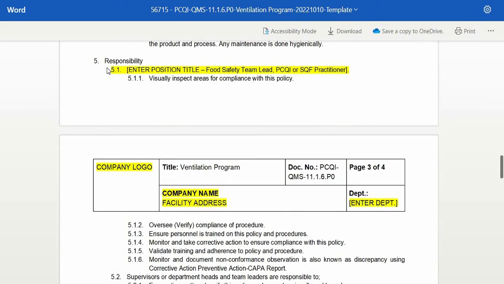For the food safety team lead, the PCQI or the SQF practitioner, visually inspect areas for compliance with this policy. Oversee compliance of procedure. Ensure personnel is trained on this policy and procedures. Monitor and take corrective action to ensure compliance with this policy. Validate training and adherence to policy and procedure. Lastly, monitor and document nonconformance observation, also known as discrepancy, using the corrective action, preventive action, or the CAPA report.